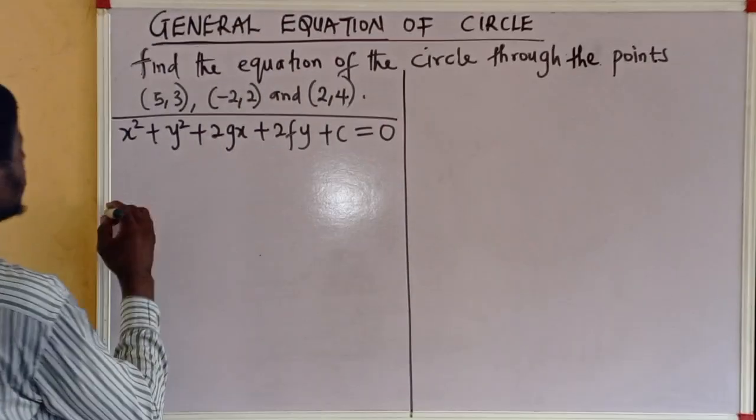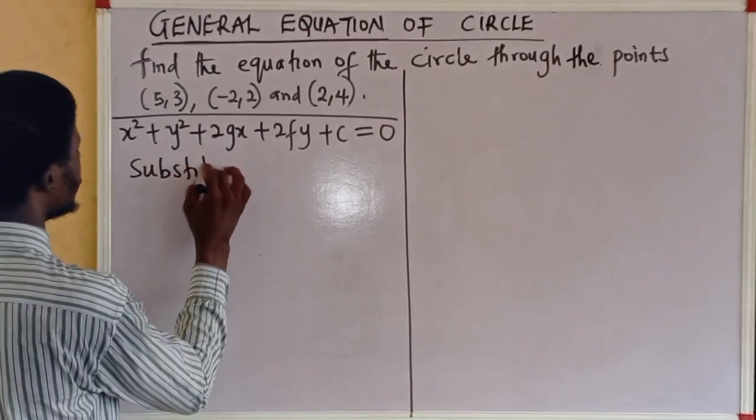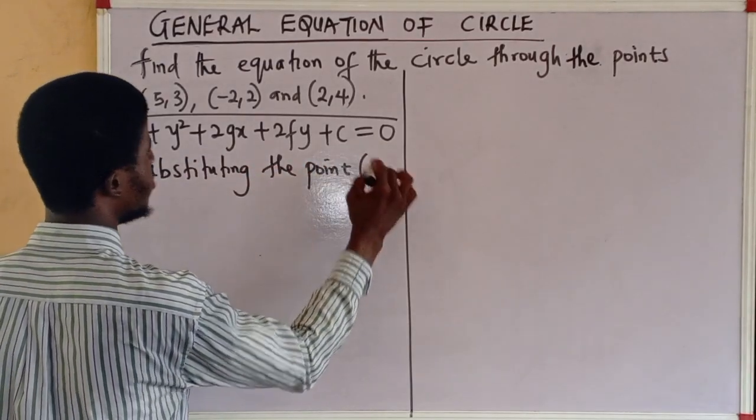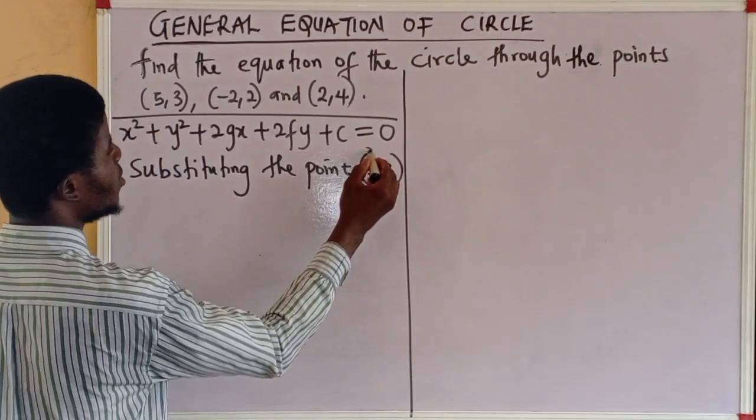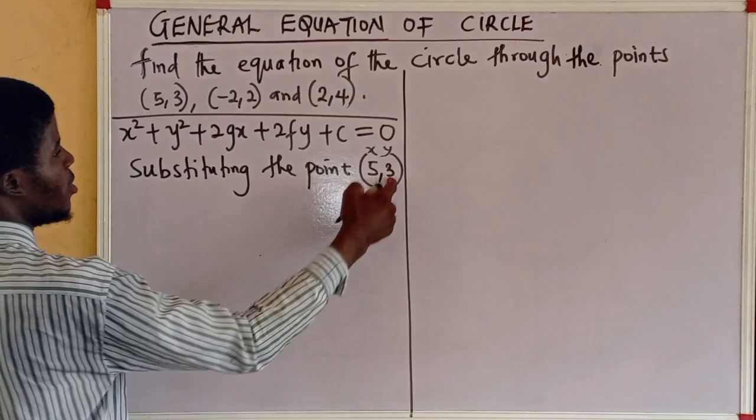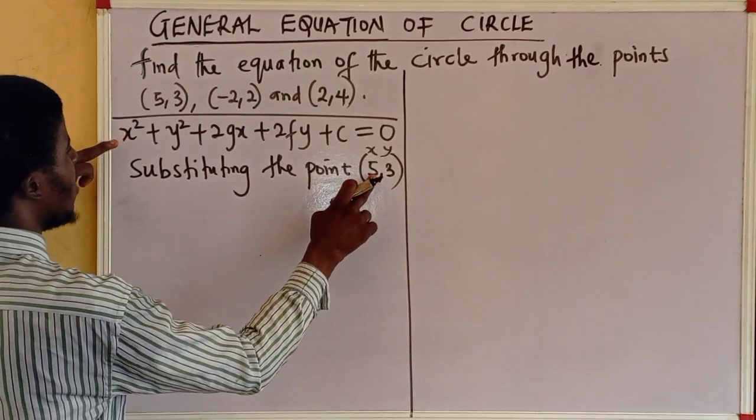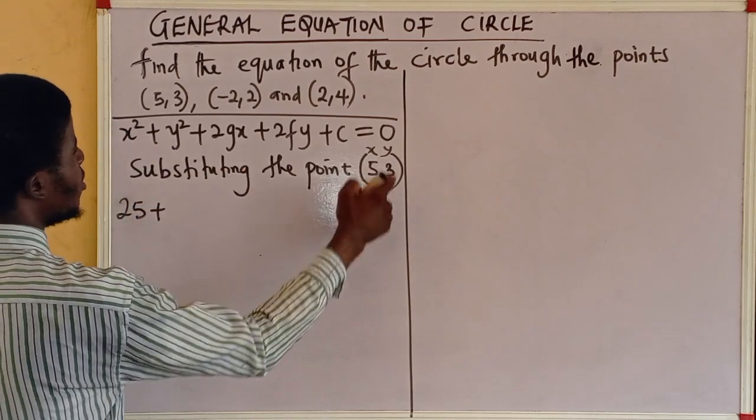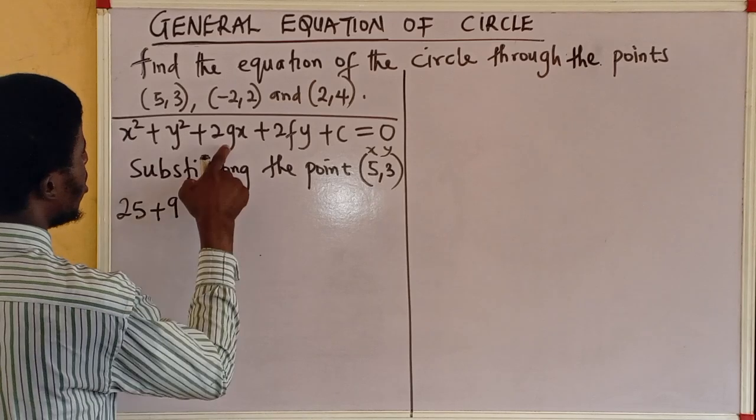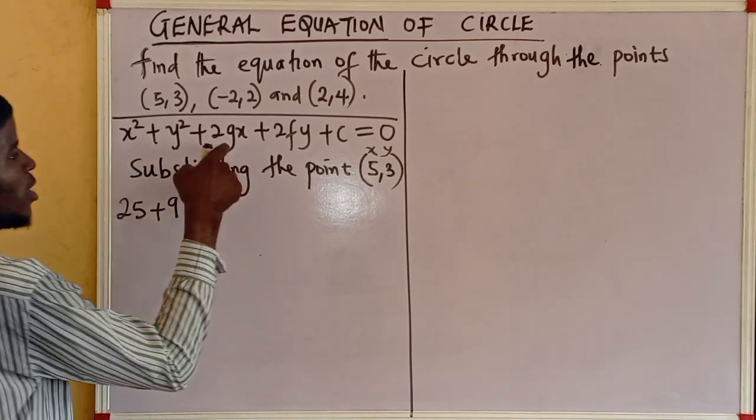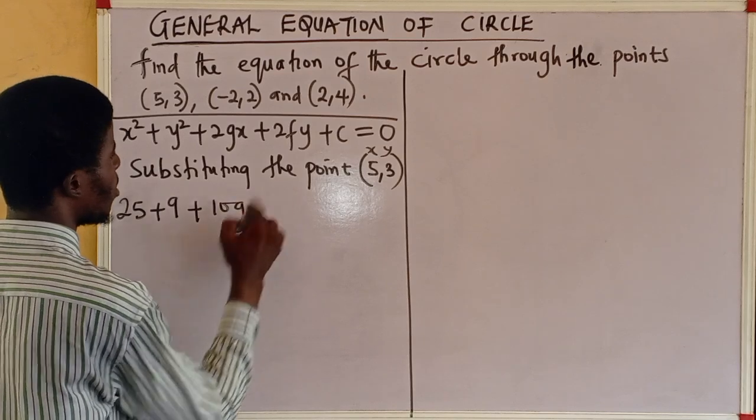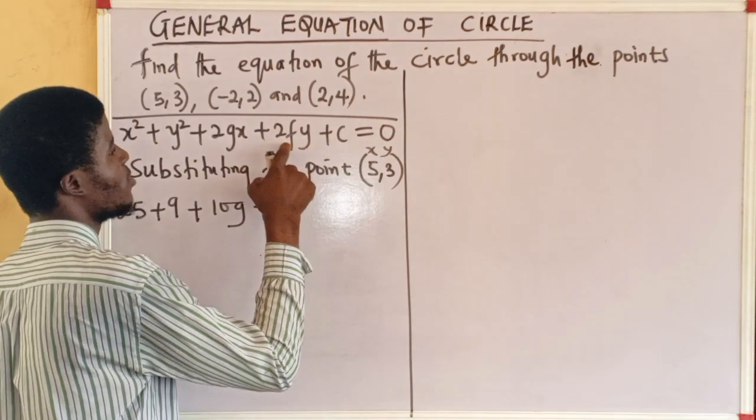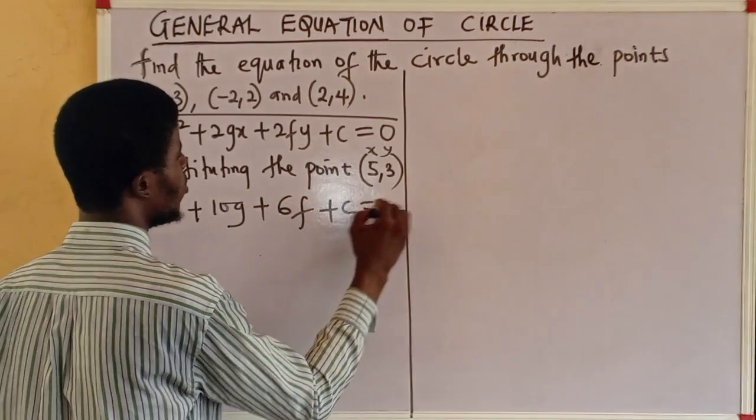So let's substitute the first point. Substituting the first point, (5, 3). This is for x and this is for y. 5 is for x, 3 is for y. So in place of x now, I'm going to write 5. We have 5 squared, 25, plus y², that will be 3 squared, which is 9, plus x is 5, so 2 times 5 is 10, that's 10g, plus y is 3, so 2 times 3 is 6, times f, 6f, plus c equal to 0.